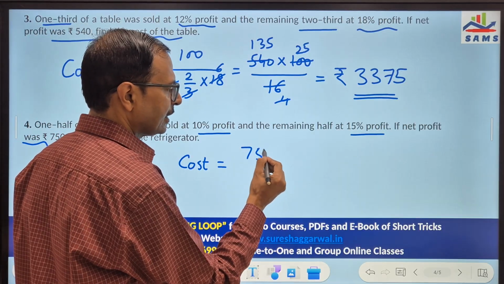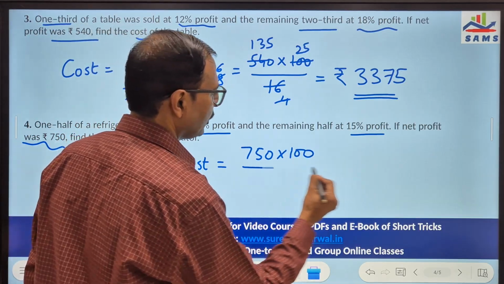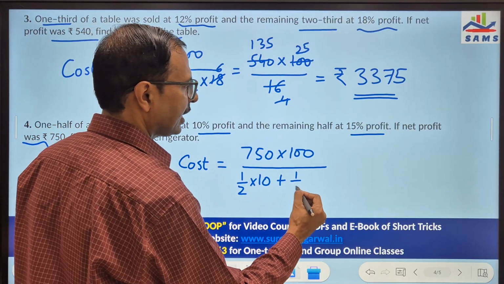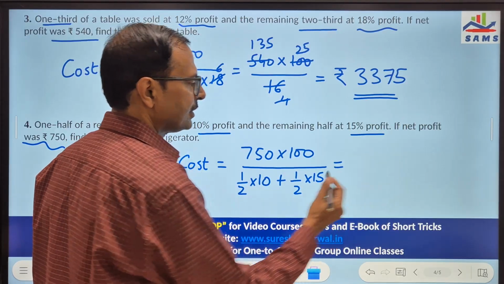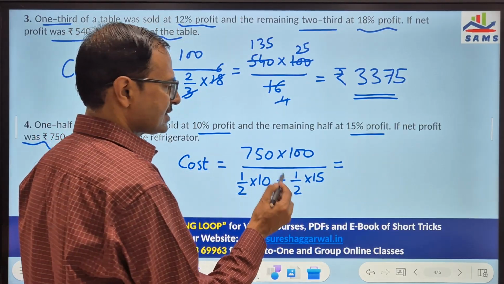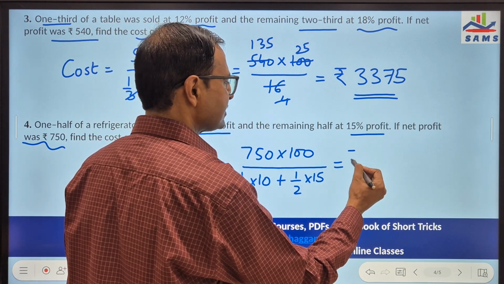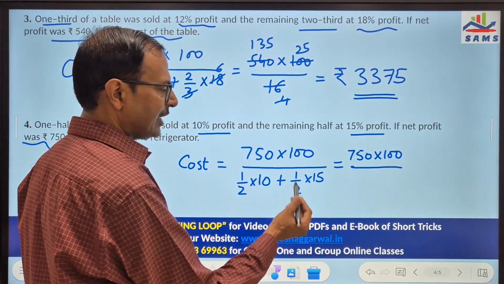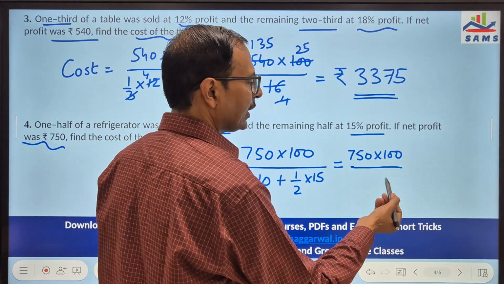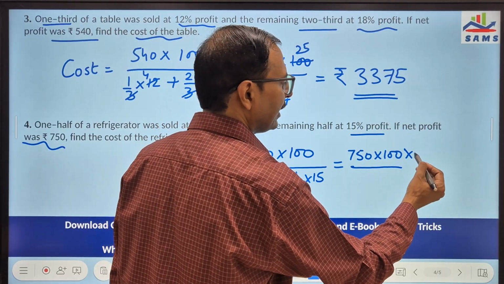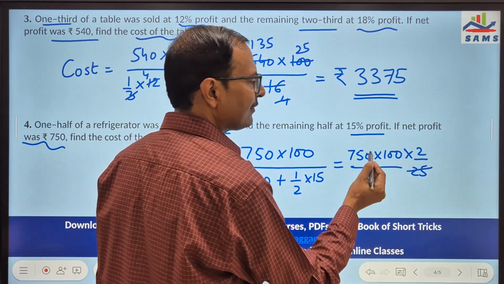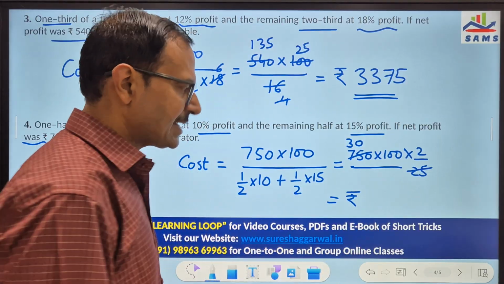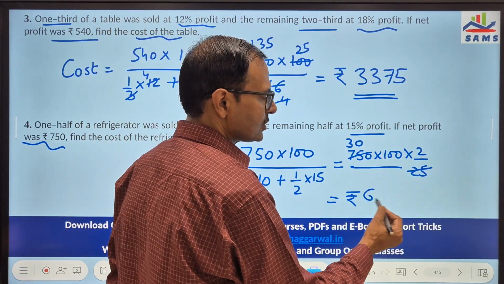750. So 750 times 100 upon, we have one half at 10% profit and the other half at 15% profit, right? And so this will give us the final answer, 750 times 100 over, this is 10 by 2 and this is 15 by 2, so 25 by 2, or you can write 12.5 in the denominator, or multiply by 2 by 25. So 25 cancels this exactly 30 times, and your answer for the question will be exactly 6000. 3 2s are 6 followed by 3 zeros.